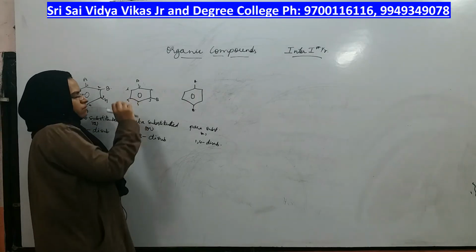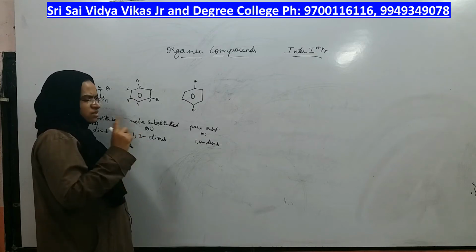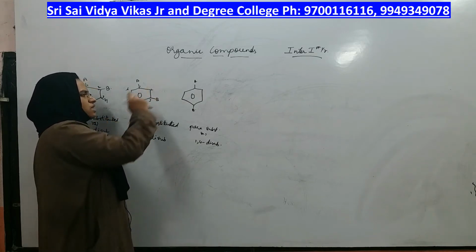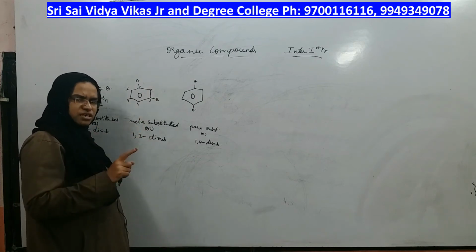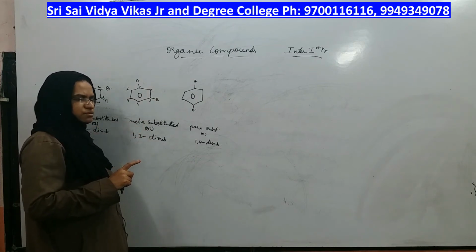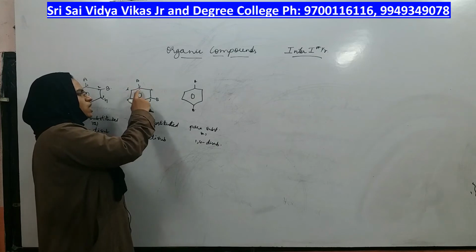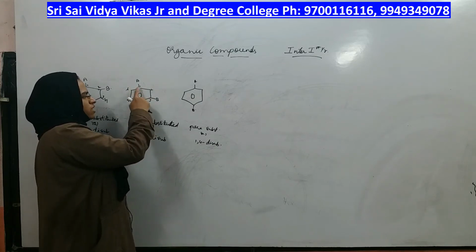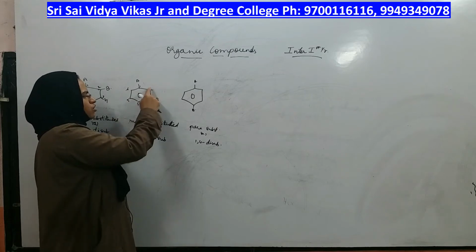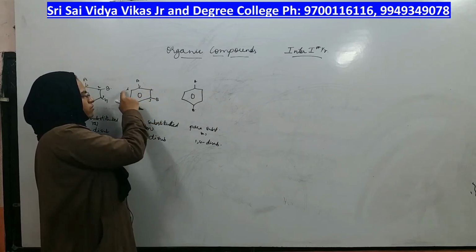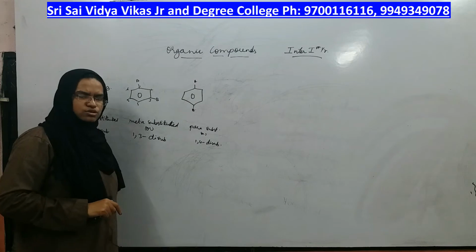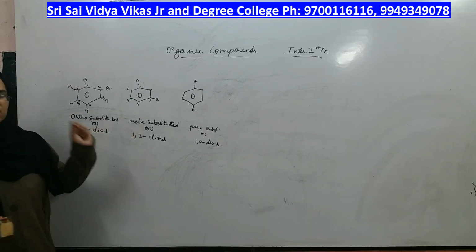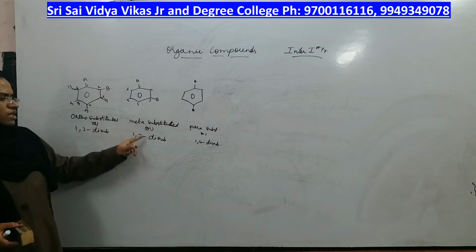Same way for meta, whenever the 2 groups are present in such a way that there is a carbon in between, that substitution is called meta substitution. And you should not call meta substitution 1 comma 5, you should not call 2 comma 4, 4 comma 6 you should not call, because you should always give the least number. Therefore 1 comma 3 only is the correct numbering for meta substitution.